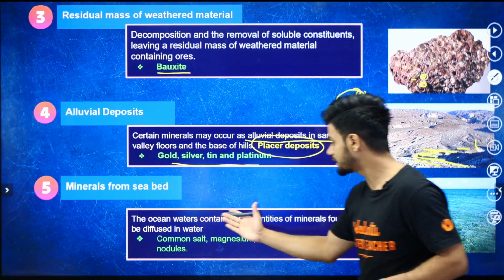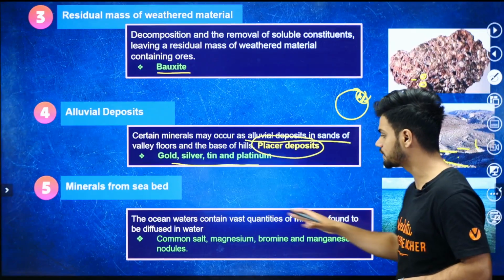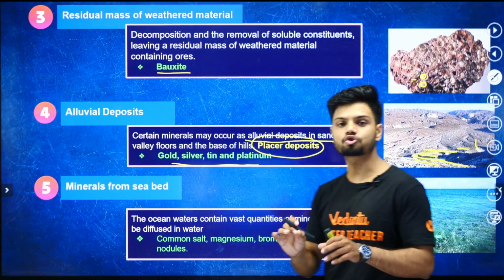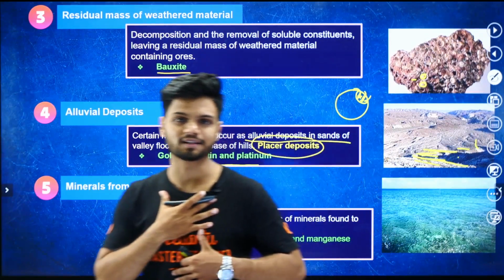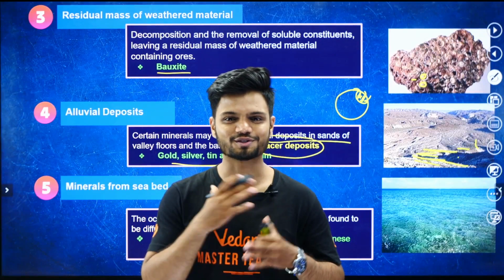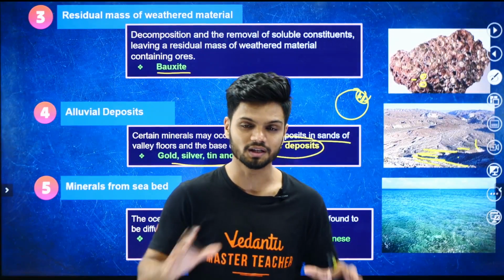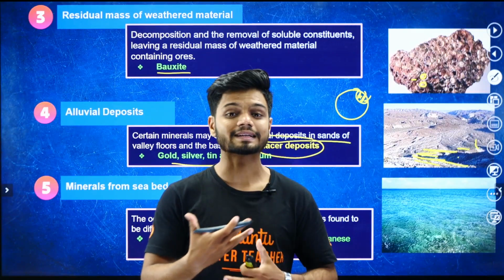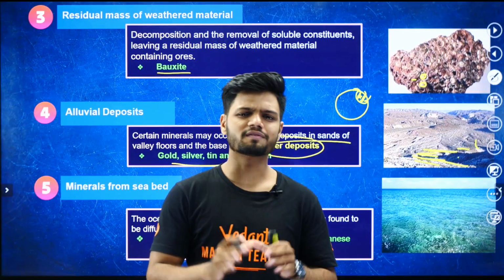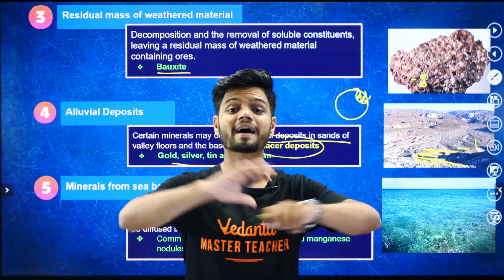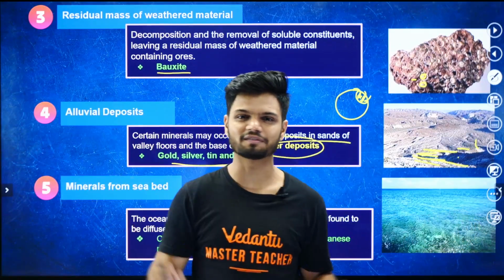Then we have minerals from the seabed. The ocean water contains a vast quantity of minerals. The most common one which we always extract, which our Gandhiji fought for, is just salt. Salt can be extracted from the water. But what about the rest of the minerals? The rest of the minerals are very difficult to extract because they are widely spread. They are very scattered.